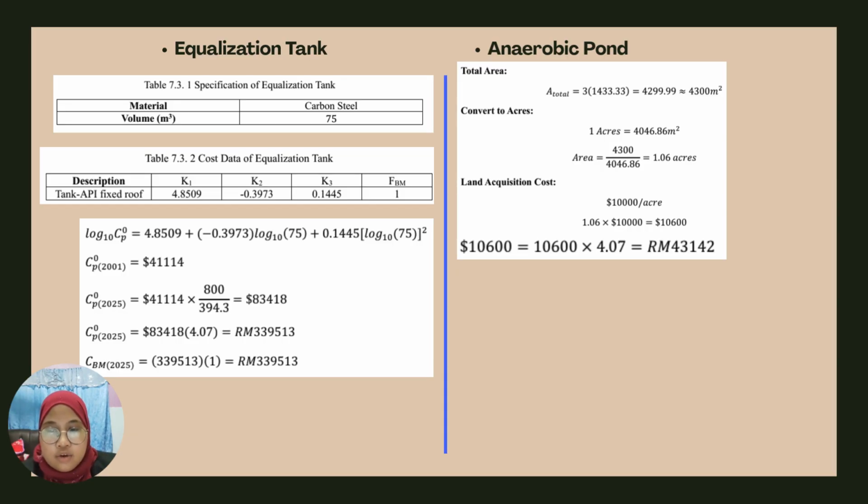Next is the anaerobic pond. The cost estimation mainly consists of land acquisition together with annual operation and maintenance costs instead of equipment fabrication costs. The anaerobic pond utilizes natural biological degradation process requiring minimal energy input and low operating costs. The total annual cost is estimated to be 32,622 Malaysian ringgit.